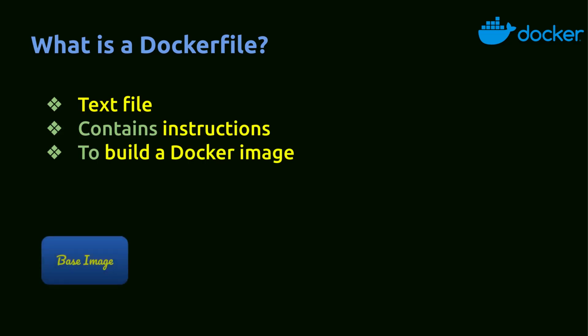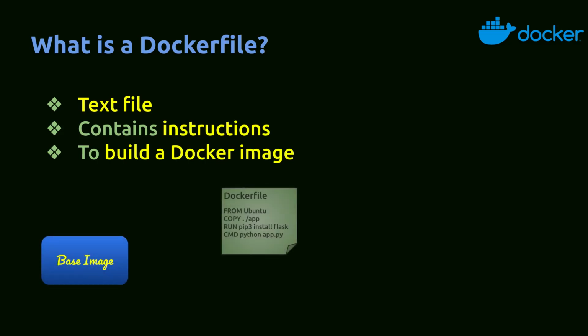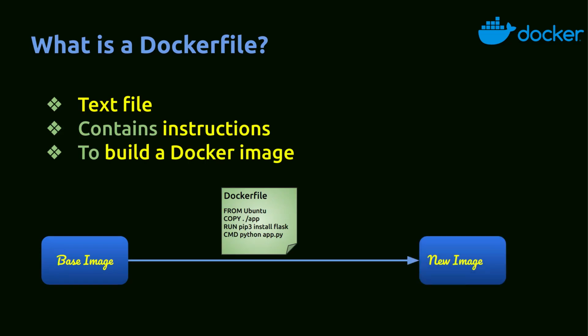There is always some base image, and on top of that we apply some changes and commands through the Dockerfile, and we get a new image. So a Dockerfile is used to create a new image from some other base image. That is, you can create your custom image by using a Dockerfile.